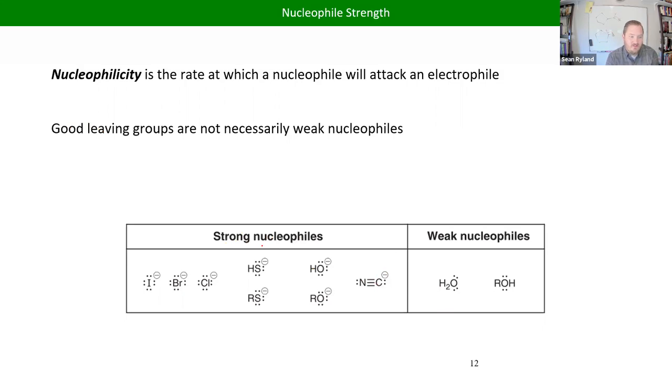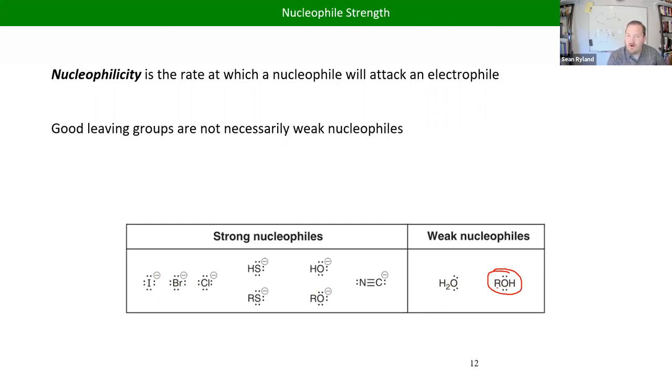Strong nucleophiles almost always means that they're going to have a full negative charge, not just a partial negative. Weak nucleophiles are relatively stable on their own, and so they tend to be things that don't have a charge to them. Stuff like water is a weak nucleophile. This molecule here, that's an alcohol, an OH group.